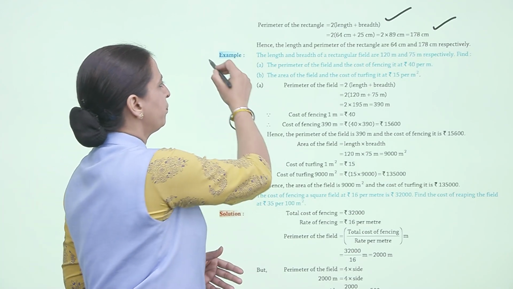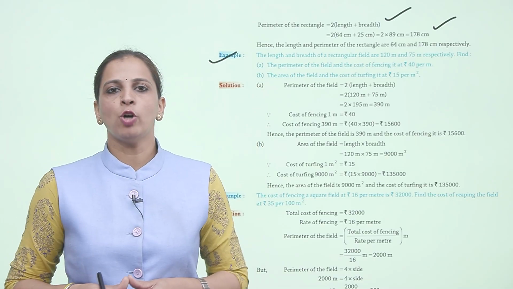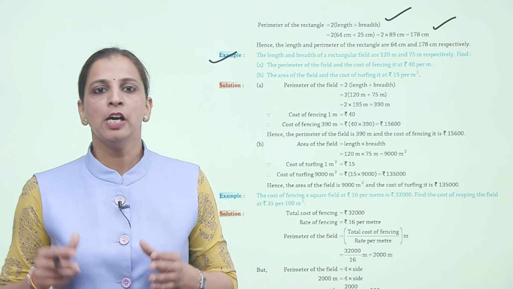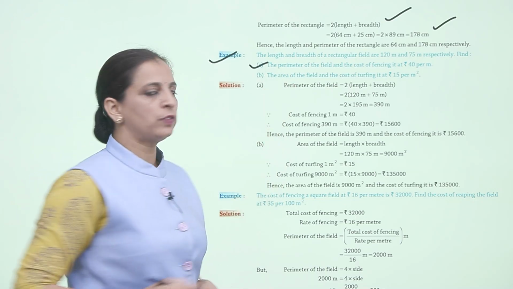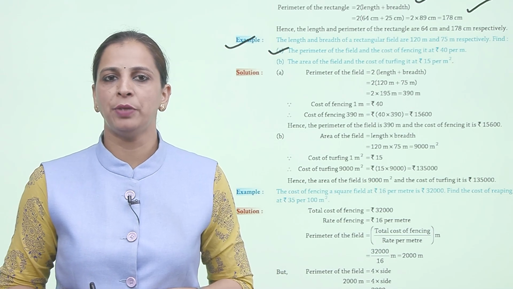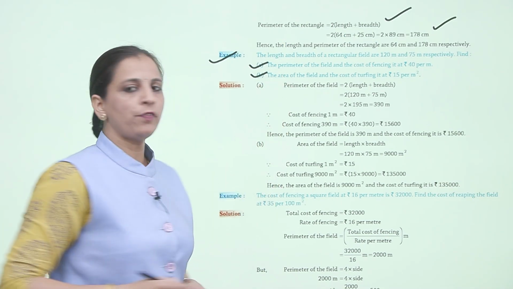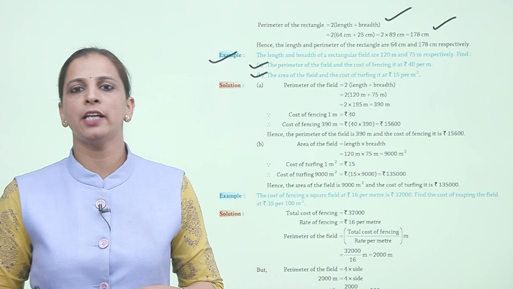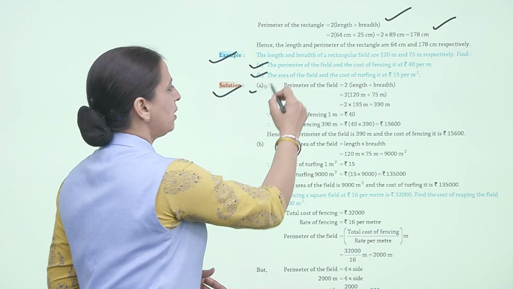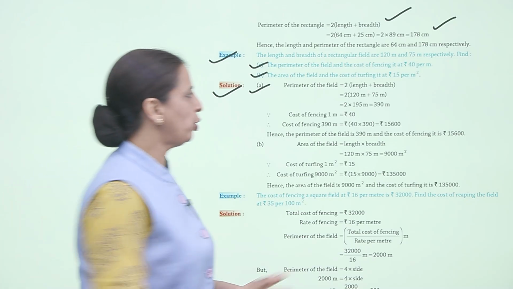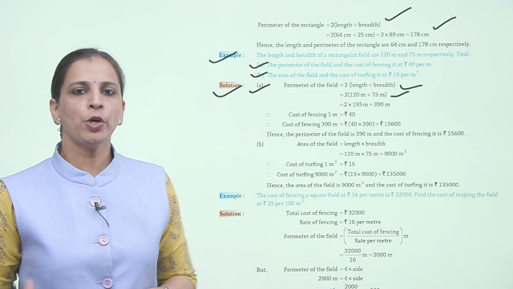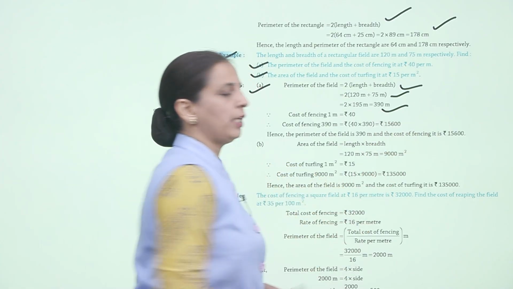Now next example. The length and breadth of a rectangular field are 120 meter and 75 meter respectively. Find the perimeter of the field and the cost of fencing it at rupees 40 per meter. Now B is the area of the field and the cost of turfing it at rupees 15 per meter square. Solution करते हैं. A part, perimeter of the field, that is 2 into length plus breadth, that is 2 into 120 meter plus 75 meter, that is 2 into 195 meter is equals to 390 meter.